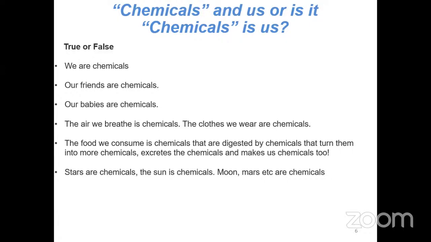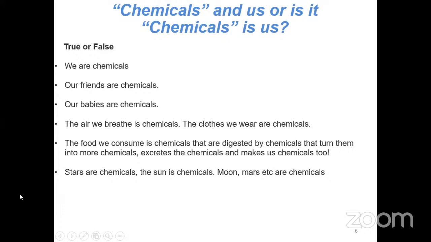Next, read this sentence. The food we consume is chemicals that are digested by chemicals that turn them into more chemicals, excretes the chemicals and makes us chemicals too. Do you understand the meaning of this? True, sir. Because if we eat fried chicken, it contains certain chemicals. Any fried food contains fat, and fat will get digested and turn into fat molecules and proteins, and then it will turn into more chemicals. It will also excrete other chemicals, and then it will make us chemicals. Okay, you all said the right answer. Excellent. Okay, cool.